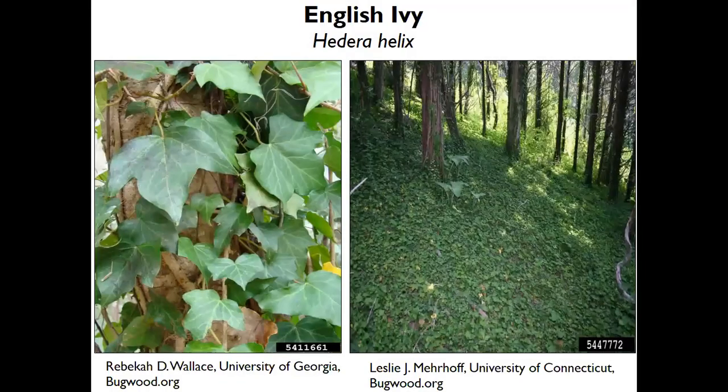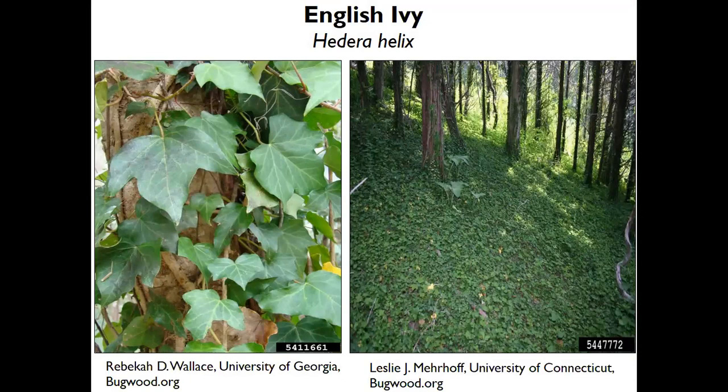English ivy, another problem with it is that it grows up trees. It can smother and kill trees. It also makes it more prone to be blown over by wind. And control of it is somewhat challenging, but can be done.